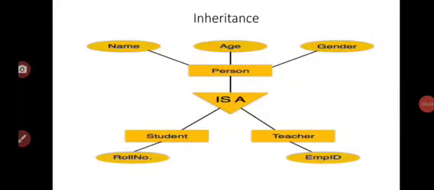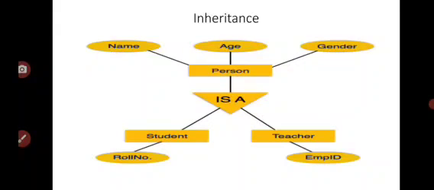So inheritance. In this diagram, you can view that a person is an entity because it is represented in the rectangle, and that person is having several attributes such as name, age, gender. The name will represent the name of the person, the age will represent the age of the person, and the gender will represent the gender of the person. Clear?